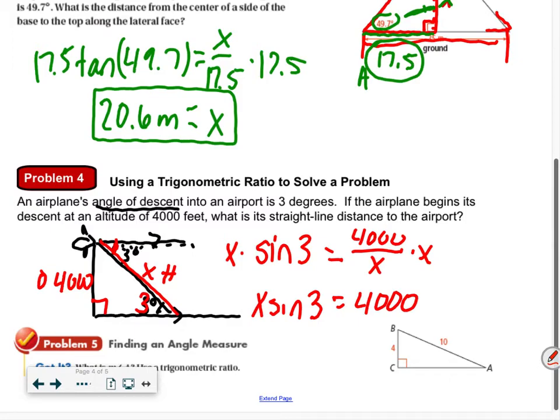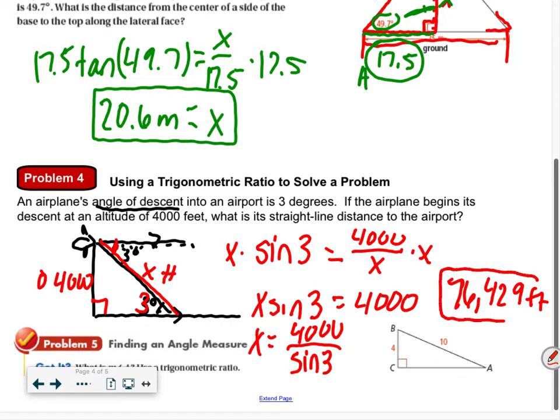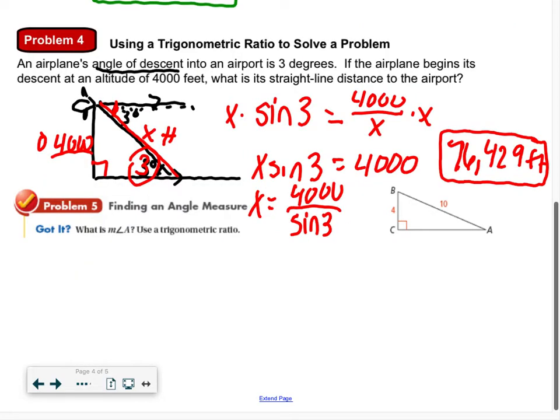Well, just like yesterday, we treat the sine of 3 like any other number, so we just divide to get x by itself. So I have 4,000 divided by the sine of 3. When you put that in your calculator, you should get 76,429 feet. And it should be a big number because we are coming in at a really low angle of 3 degrees. So considering this is 4,000, it does indeed make sense that we have a huge number.